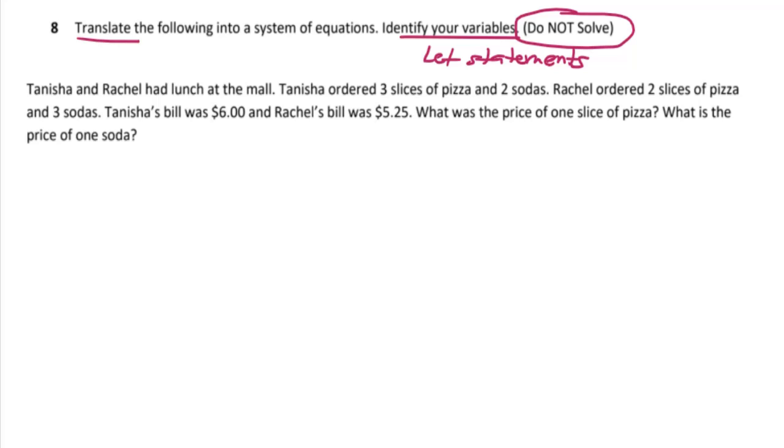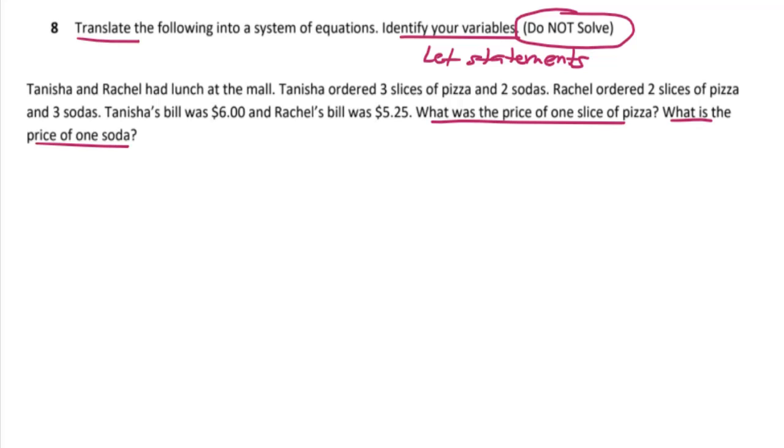Here we go. Tanisha and Raquel, or Rachel, depends on how you say it, had lunch at the mall. Tanisha ordered 3 slices of pizza and 2 sodas. Raquel ordered 2 slices of pizza and 3 sodas. Tanisha's bill was $6. Raquel's bill was $5.25. What is the price of 1 slice of pizza? What is the price of 1 soda?